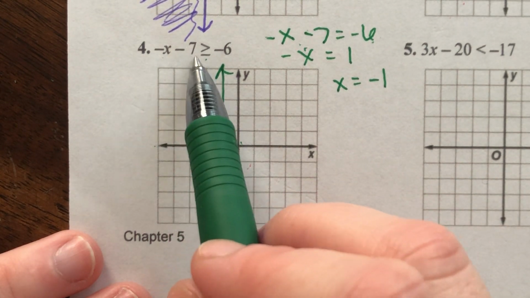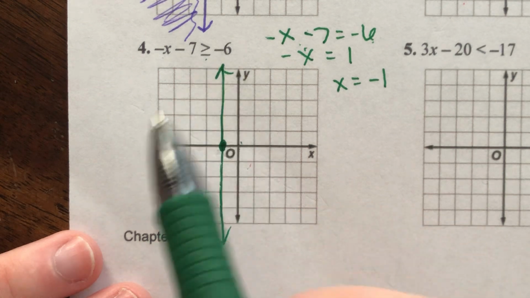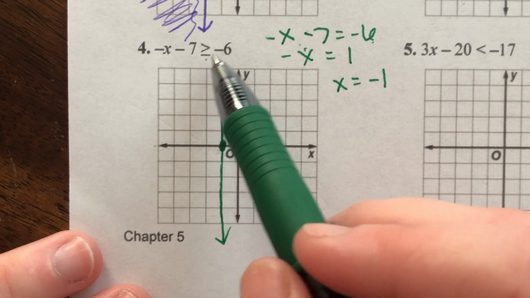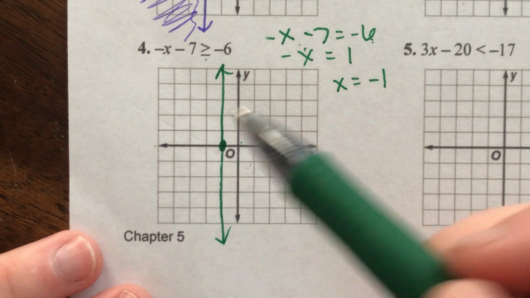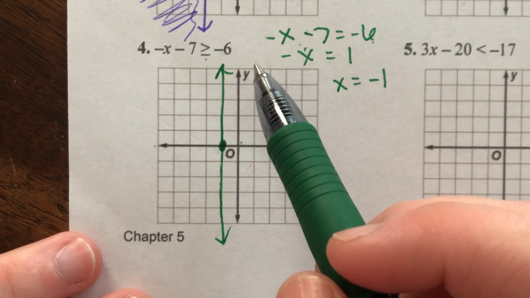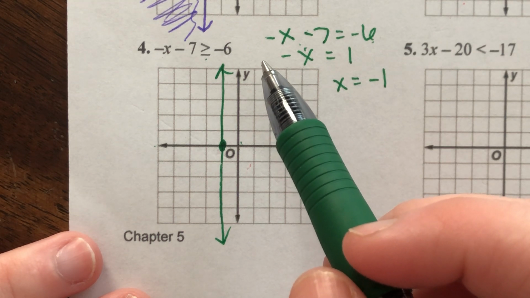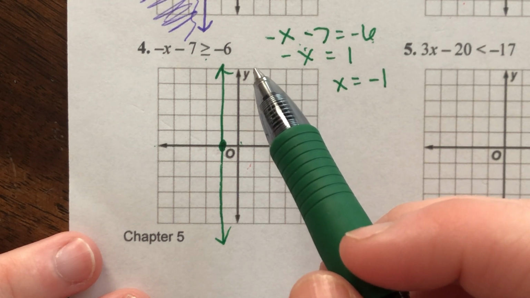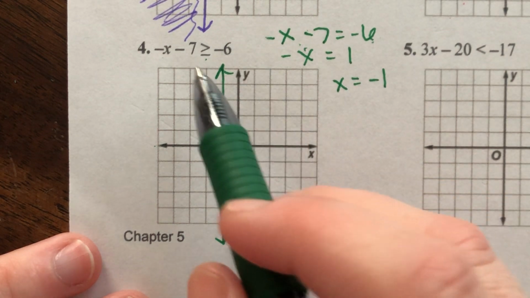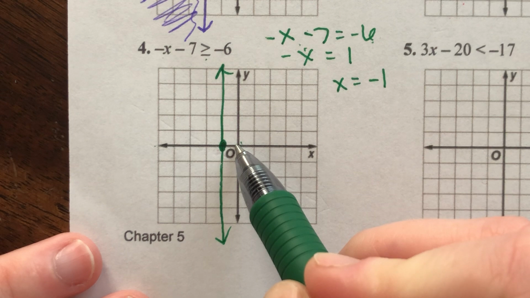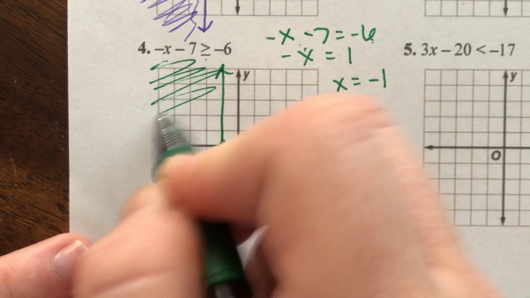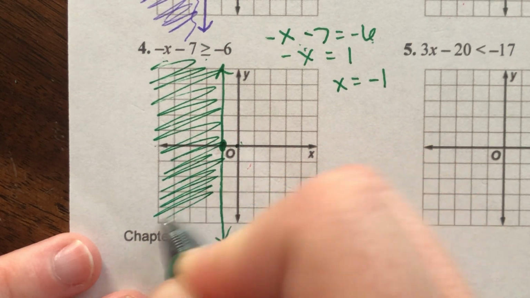So 0 minus 7 is greater than or equal to negative 6. Negative 7 is greater than or equal to negative 6. Well, we know it's not equal to negative 6, so is negative 7 bigger than negative 6? If you're down in a hole 7 feet, are you higher up than somebody who's only down in that hole 6 feet? No, you're further down. So that is not true. So 0, 0 does not work, which means if I'm not shading this side of my line, I gotta shade this other side of my line.